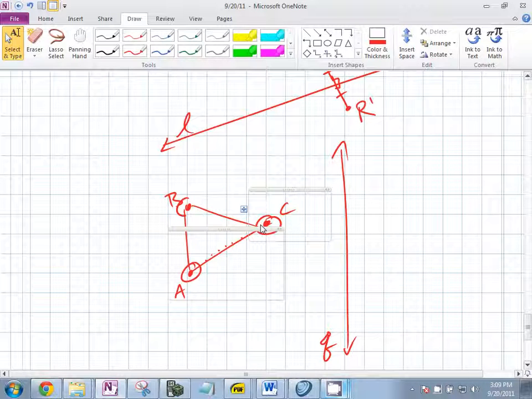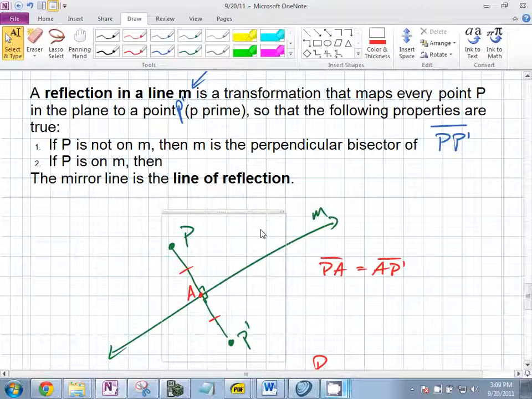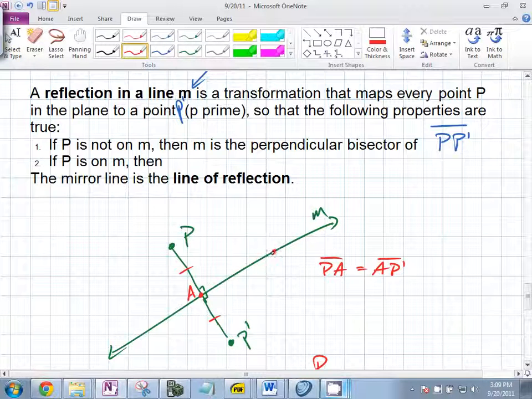But do you understand what a line of symmetry means? So a line of reflection is a line M that satisfies those two things. So if you're on the line, where does it reflect to? Yeah. So let's say that is point B. B is equal to B prime.